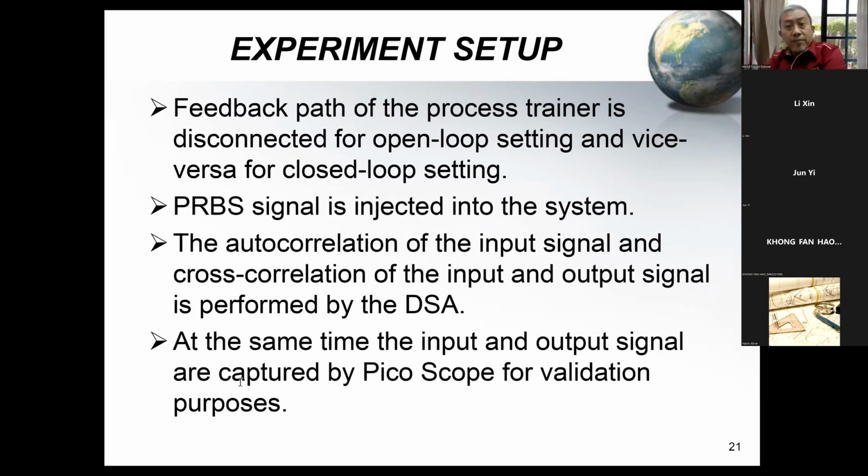So, the experiment setup. The feedback path of the process trainer is disconnected, which gives you an open loop setting, and if you connect it, it will be a closed loop setting. As simple as that. A PRBS signal is injected into the system, and the autocorrelation of the input signal and the cross correlation of the input and output signals are monitored using the dynamic signal analyzer, DSA. At the same time, the input and output signals are captured by the PicoScope for validation purposes.